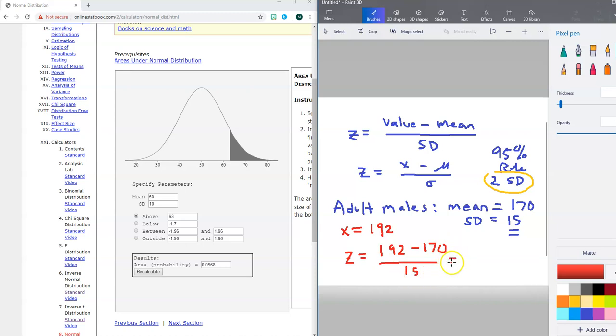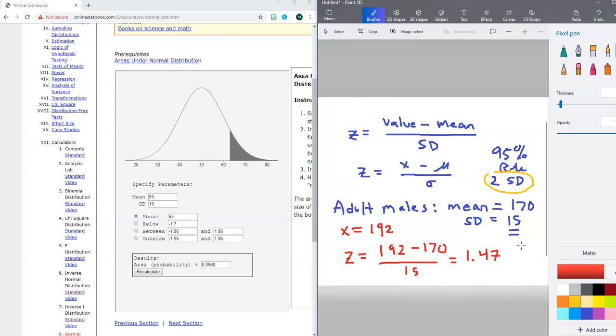Now, if you put this in a calculator, you have to make sure that you press enter after you do the numerator. Otherwise, order of operations would mess you up because the calculator would try to divide first. So in my calculator, I'm doing 192 minus 170 equals, and then dividing it by the 15. And usually we round z-scores to 2 decimal places. So I'm getting a z-score of roughly 1.47.